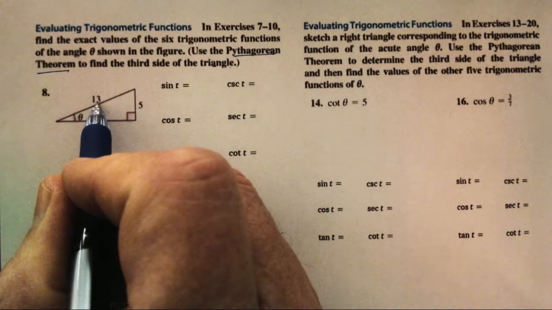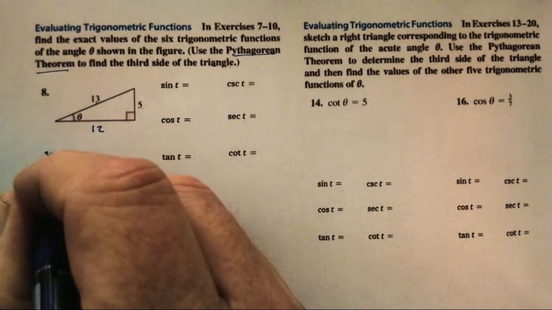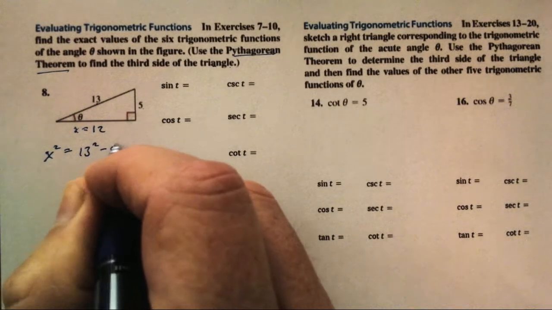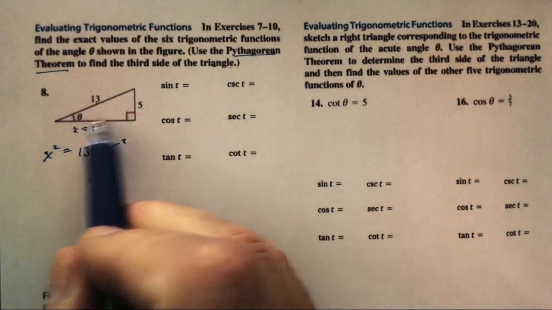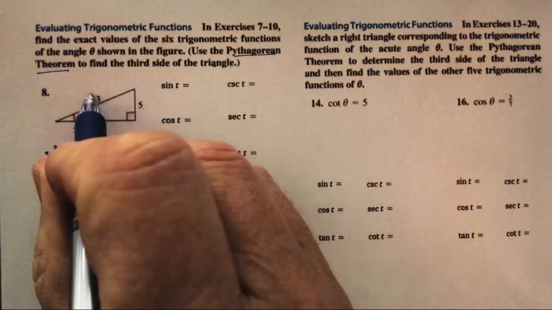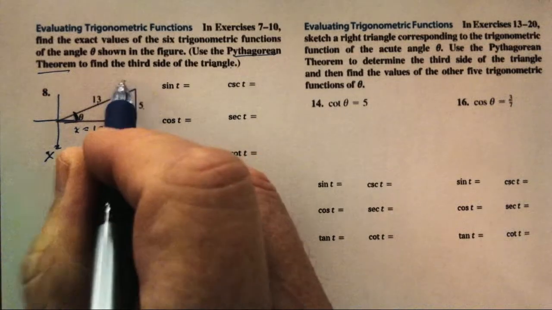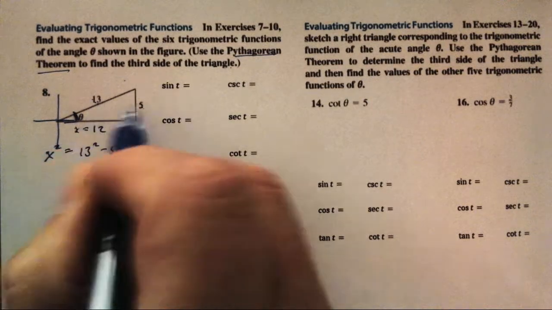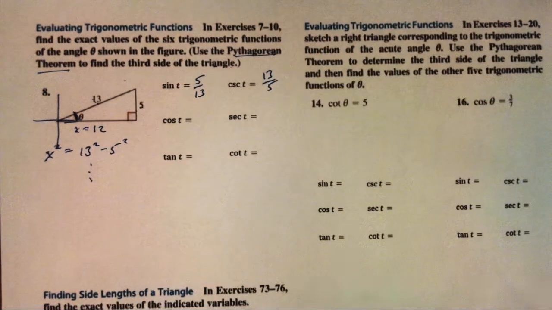So 13 hypotenuse, 5, this is 12. Of course, you can get that by saying, for instance, x squared, if we called this x, equals 13 squared minus 5 squared, dot, dot, dot. And now we're just supposed to find the 6 trig functions. So sine is opposite on hypotenuse, or if you're looking at this as a reference angle on a rotation, it's the y on r. Opposite on hypotenuse, or y on r, is 5 on 13, making cosecant the reciprocal, 13 on 5.